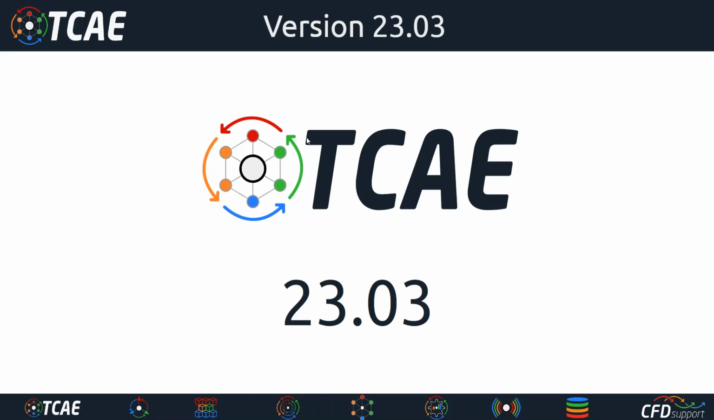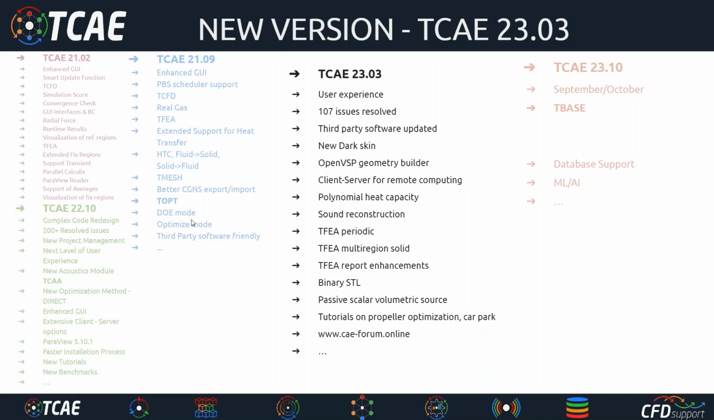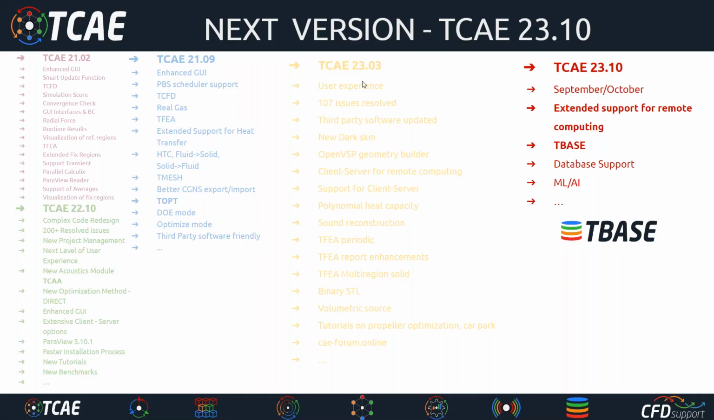The current stable version of TCAE is 23.03. We released this version in March, and I would say it's pretty new. It's a comprehensive simulation environment, where you can spend 100% of the workflow in the graphical interface. Of course, you can run it in the batch mode if you like. We've spent quite a lot of time to deliver this current stable version.